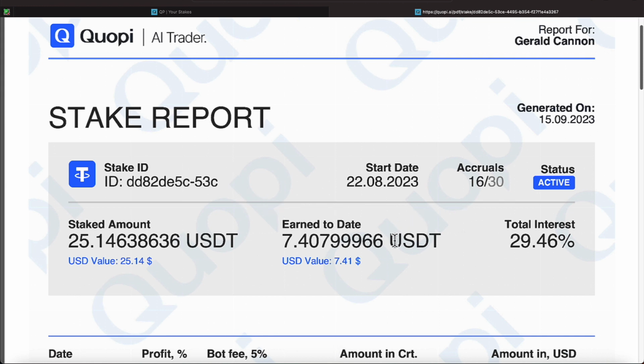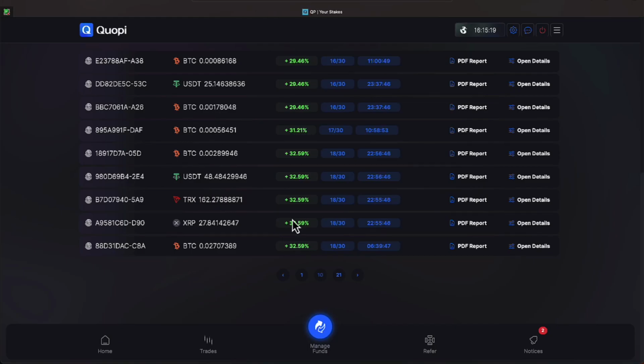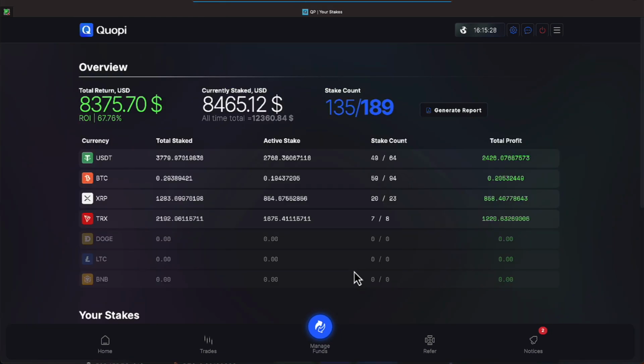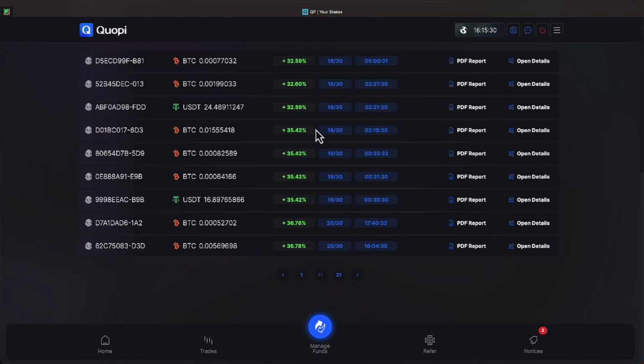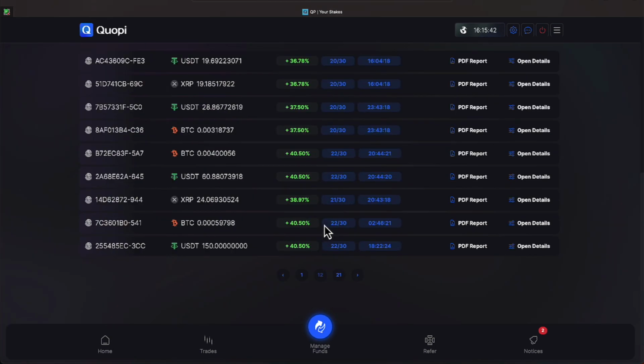And Quopi has returned to us $7.41 in profit, everyone. Let's go ahead and go to 17 trading days where Quopi has achieved a 31.21%. And on 18 trading days, Quopi has achieved a 32.59%. And on 19 trading days, Quopi has achieved a 35.42%. And on 20 trading days, Quopi has achieved a 36.78%.